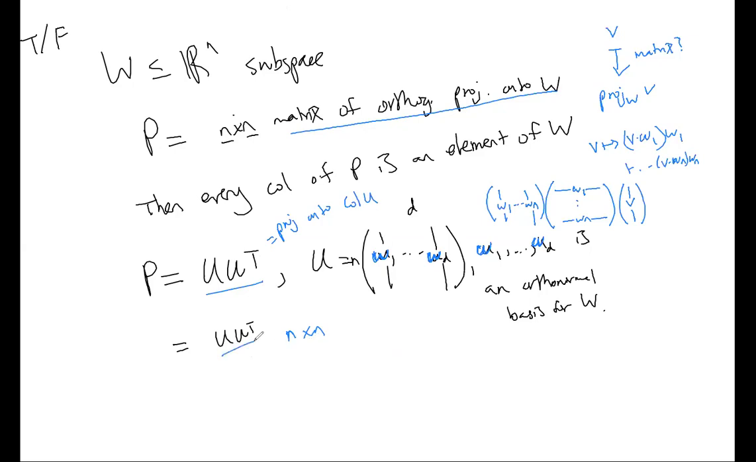And so the question is, when you multiply these out, are the columns of this in W? So that's what the question's asking right here. So let's just all think about that for about 30 seconds. So here's U U transpose.